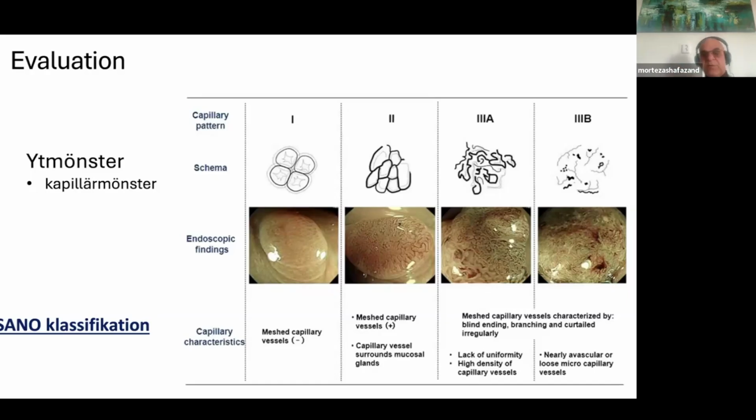And then we come to the Kudo classification, of course. Right, really helpful. I actually do the same thing, where I look quite often at the vessels.